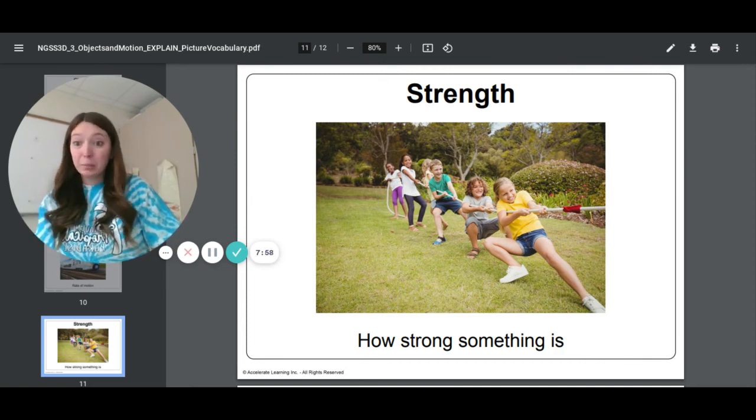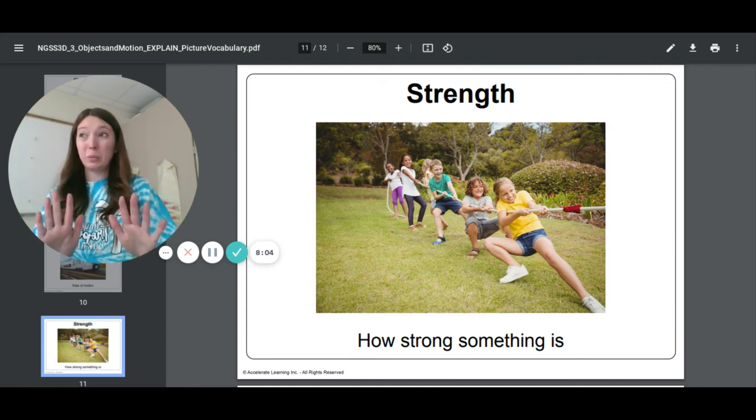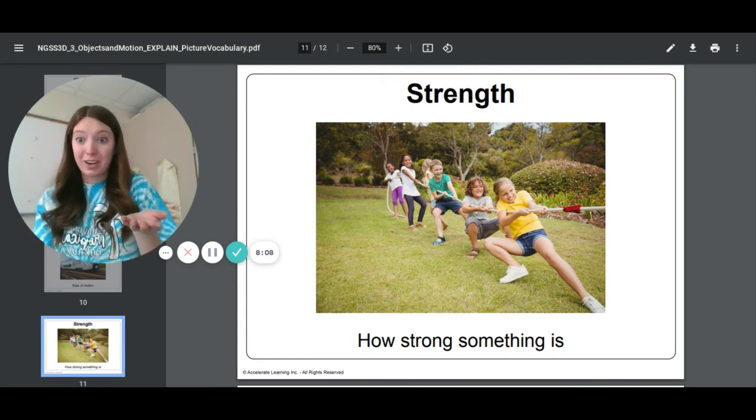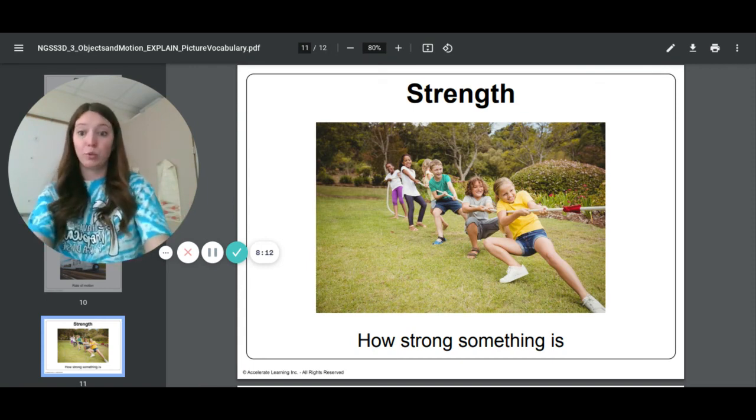So if you have a bodybuilder, someone who's really, really strong, and they're pushing on an object, their strength is going to be resulting in a lot more force being applied than if a baby were trying to push the same thing, right? They don't have as much strength. They're not going to apply as much force.